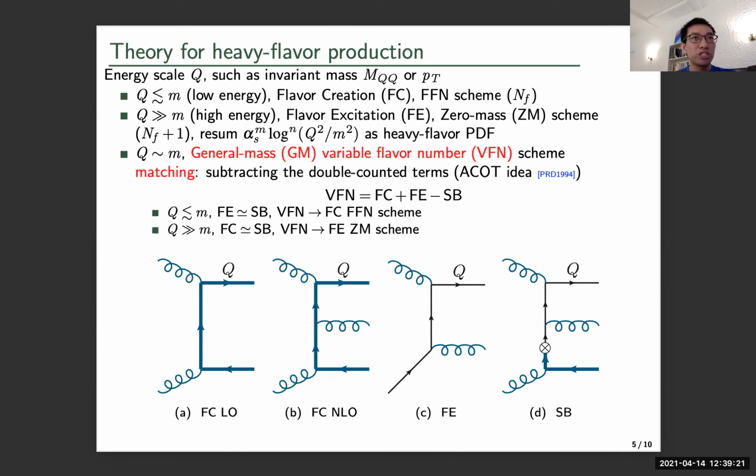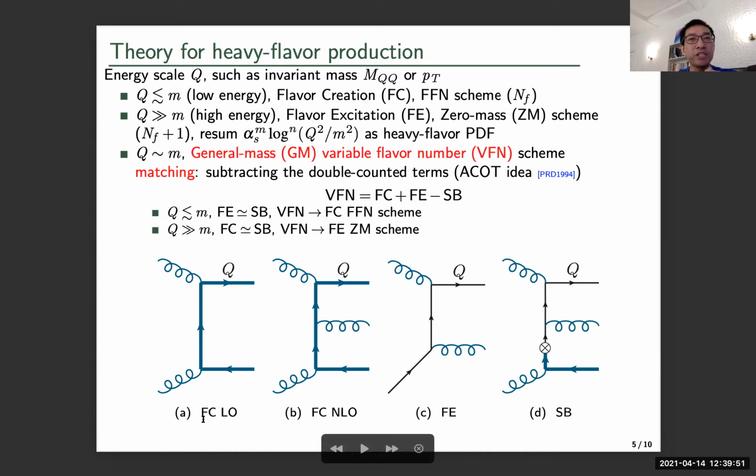And in order to deal with the mass correctly, we need to treat the mass correctly, corresponding to the general mass scheme. The basic idea for this general mass variable flavor scheme is that it sums the flavor creation term in the fixed flavor number scheme and the flavor excitation term. There is overlap between these two contributions, so we need to subtract the double counted term, which is called the subtraction term here.